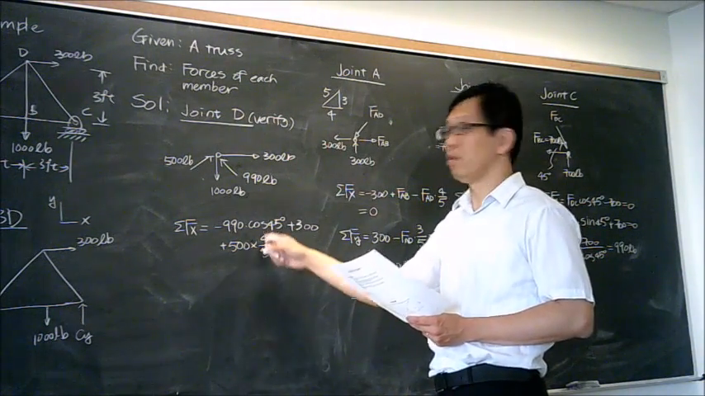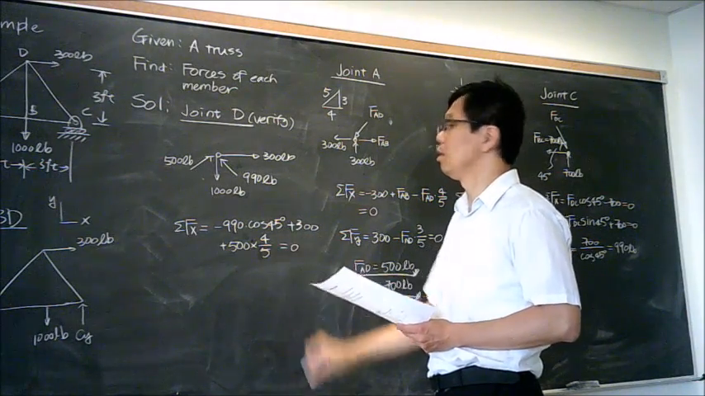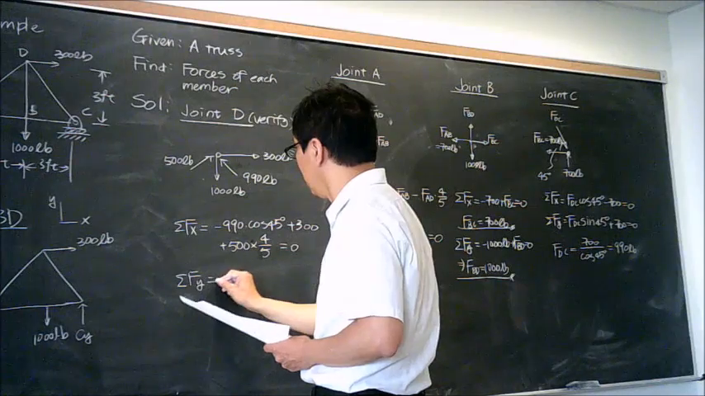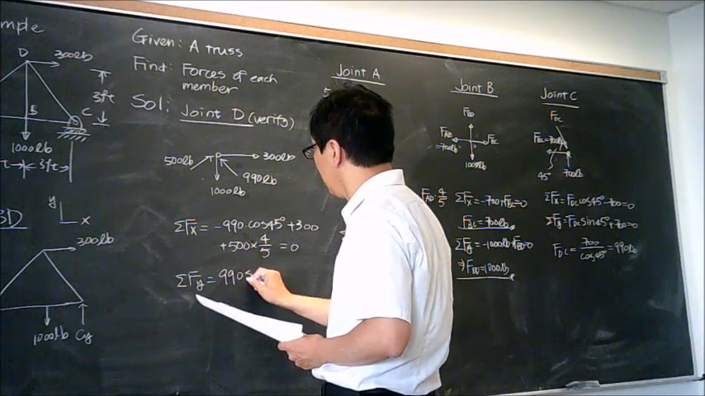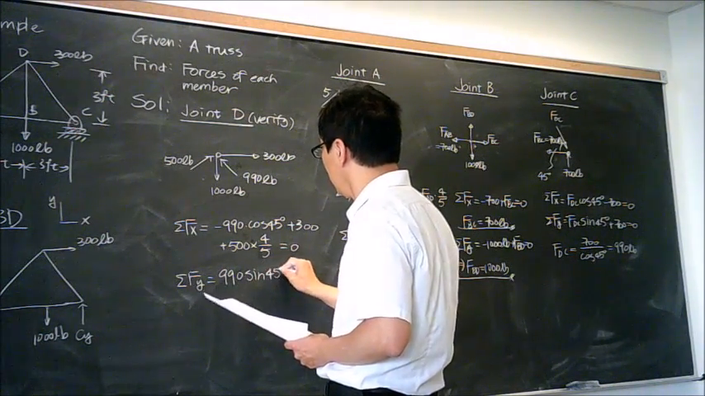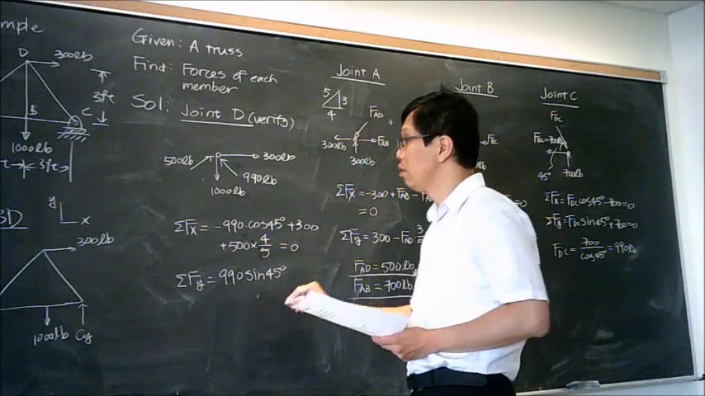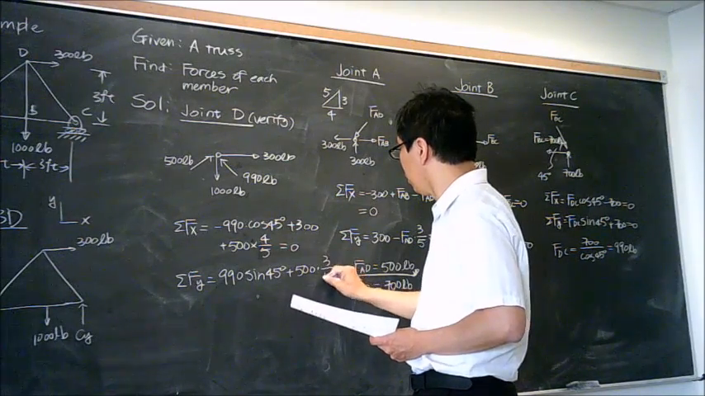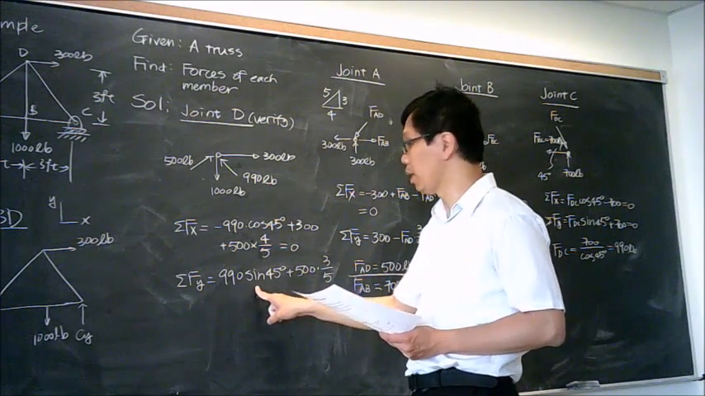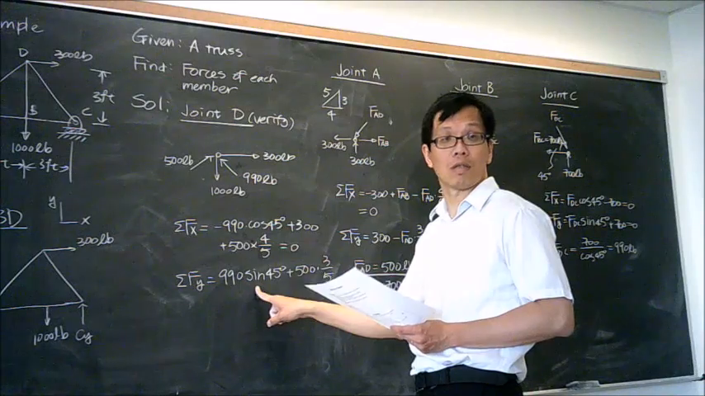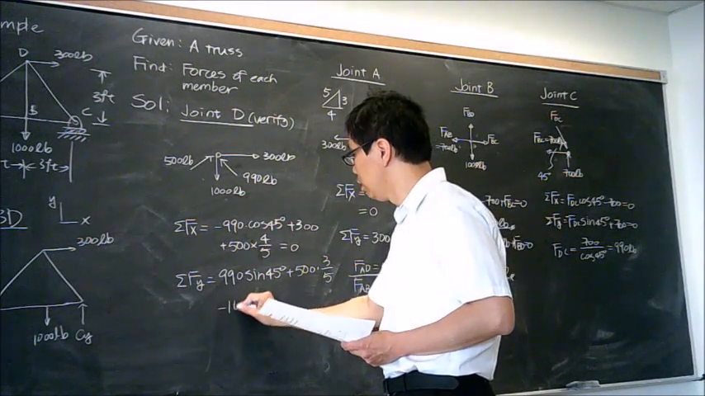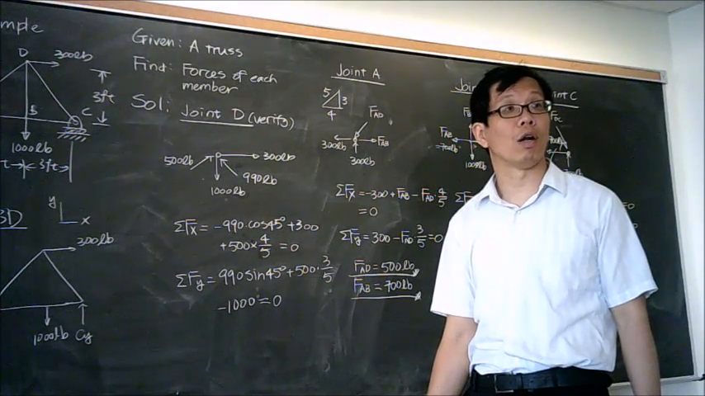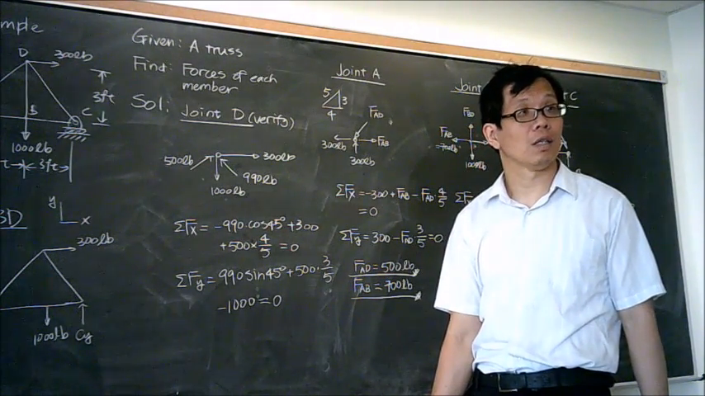So it should be 700, which equals this number. Fy equals 990 sine 45 degrees. This will give you about 700, and plus 500 multiplied by 3 over 5. This is 300. So 300 plus 700 equals 1,000. You do have another negative 1,000 over here, which verifies all my answers are correct. Does that make sense to everybody?